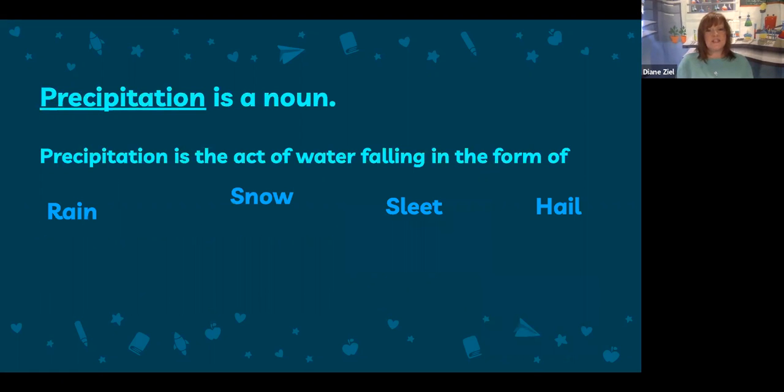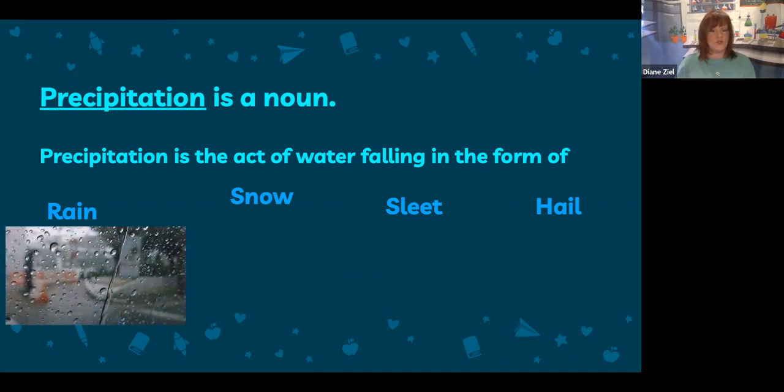Precipitation. Precipitation is also a noun. Precipitation is the act of water falling from the sky. Precipitation can come in different forms. For example, precipitation can fall in the form of rain, which are water droplets falling from the sky.